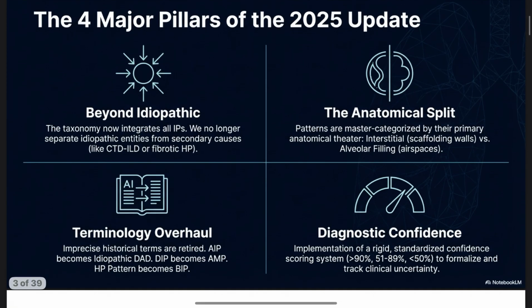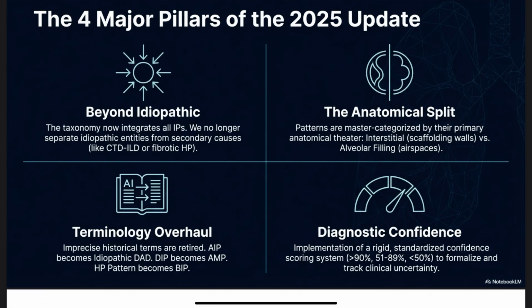So next are the four major pillars of the 2025 update. The first is beyond idiopathic: always before naming idiopathic, we no longer separate idiopathic entities from the secondary causes. So whatever it is, when the fibrotic pattern comes, the treatment modality with antifibrotics is the same. The anatomical split is the main change that has happened. The etiological classification is no longer used. The preferred classification is the anatomical split, whether it is interstitial type of pneumonitis or alveolar filling pneumonitis.